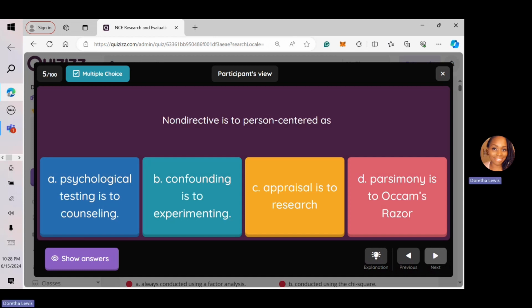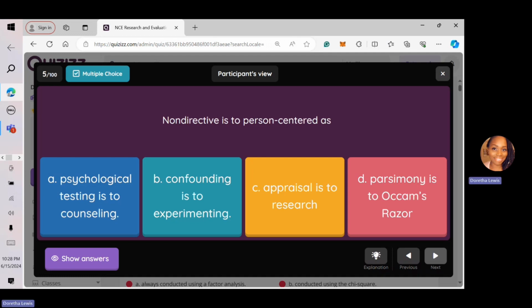Five, non-directive is too person-centered as blank, right? So we know that non-directive person-centered is with Carl Rogers, right? But we don't have to have his name here. So we're looking at key concepts that are relatable to each other, right?